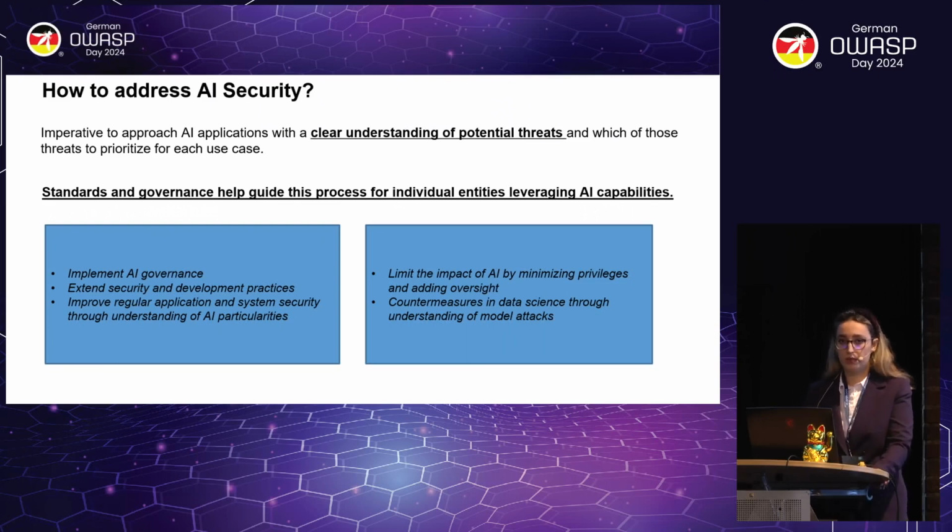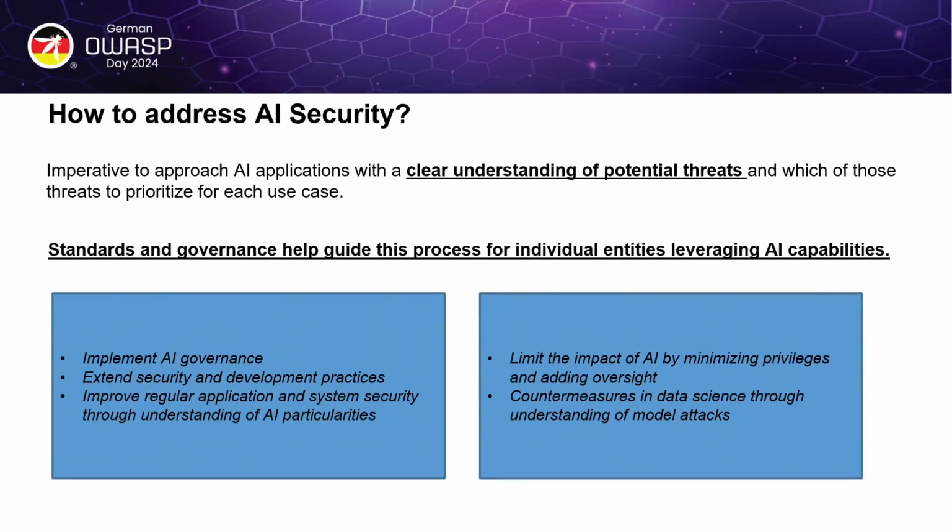One of the most important questions would be how to address AI security. To address AI security, we have to have a full understanding of the potential threats regarding the AI system. And we have to identify which threats are most significant to which of the actual use cases and start to prioritize them accordingly. And so there is a set of actions that help improve the security and management of AI systems. They consist of: implement AI governance, extend security and development practices, improve regular application and system security through understanding of AI particularities, limit the impact of AI by minimizing privileges and adding oversight, and countermeasure in data science through understanding of the model attack.